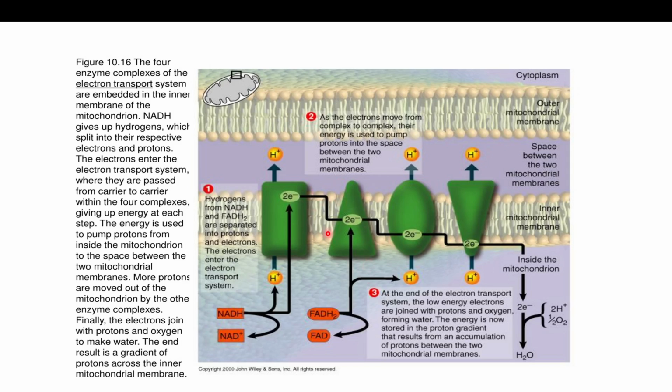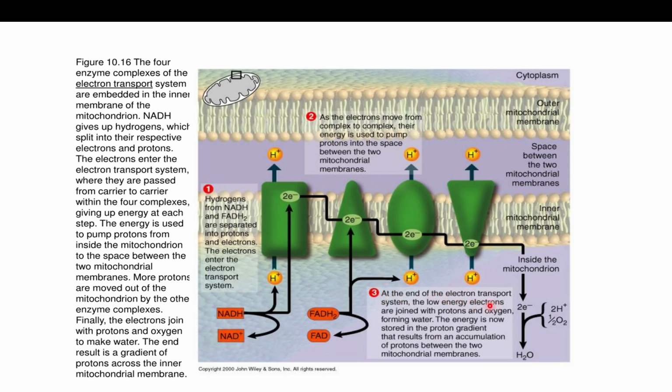The electrons are passed from one enzyme complex to the other, giving up energy at each step. This energy is used to pump H plus ions, or protons, from inside the mitochondrion into the periplasmic space, our intermembrane space. More protons are moved out of the mitochondrion by the other enzyme complexes. As the electrons move from complex to complex, their energy is used to pump protons, or H plus ions, into this intermembrane space.